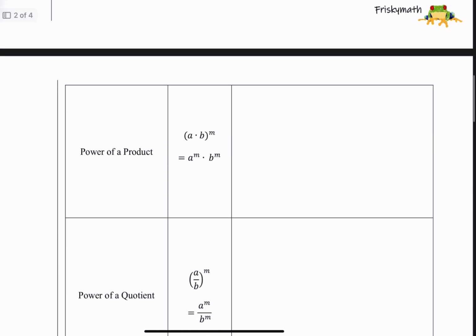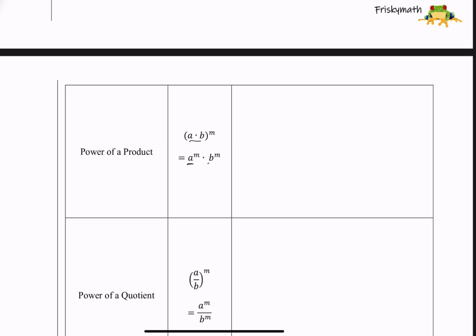Moving on to a power of a product. So if you have two numbers being multiplied together and together they are being raised to that power, then you can actually give that power to each factor of the product. So one of the factors was A, it gets raised to the m power.